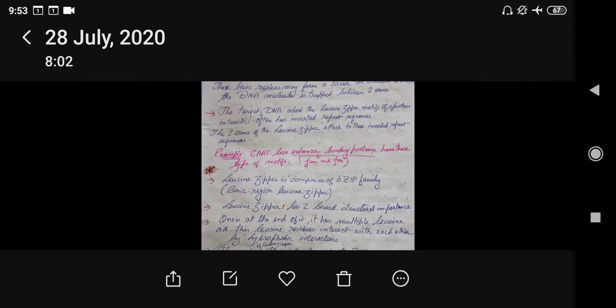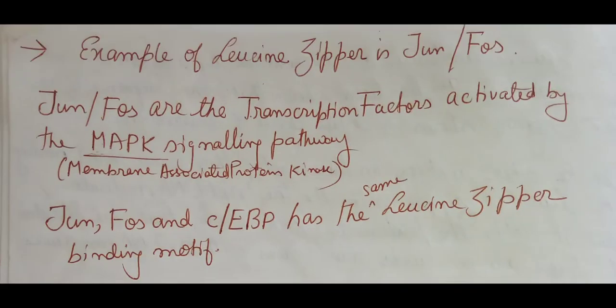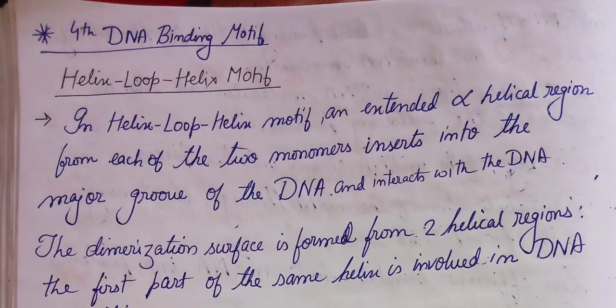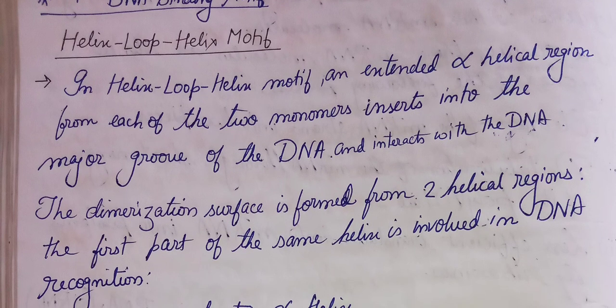Let me talk about the last one, the helix-loop-helix motif. In the helix-loop-helix motif, an extended alpha helical region from each of the two monomers, here also two monomers, two proteins, is present. So in the helix-loop-helix motif, an extended alpha helical region from each of the two monomers inserts into the major groove of DNA and interacts with the DNA.